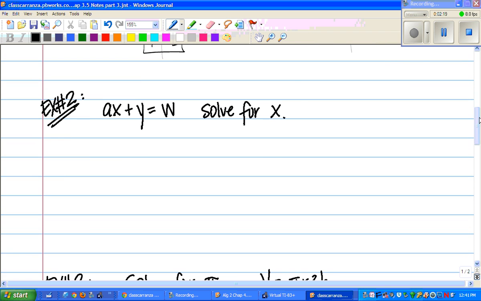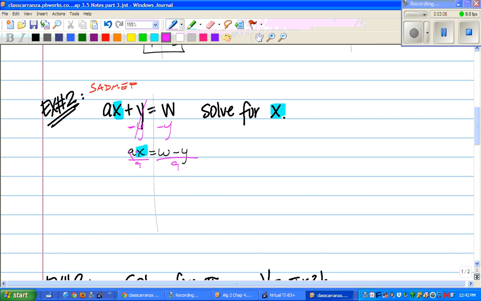Let's look at example number 2. It says to solve for x. So if I want the x by itself, there's no distributing, so now we're just going to follow SADMAP. So I'm going to get rid of addition or subtraction first. We have addition, so I'm going to subtract from both sides. And we get ax equals w minus y. That should have been subtraction. Now, the way we write those is just in alphabetical order. So whichever letter comes first in the alphabet, that's what we do. Now, the x is still there. That's multiplication, so we're going to divide.